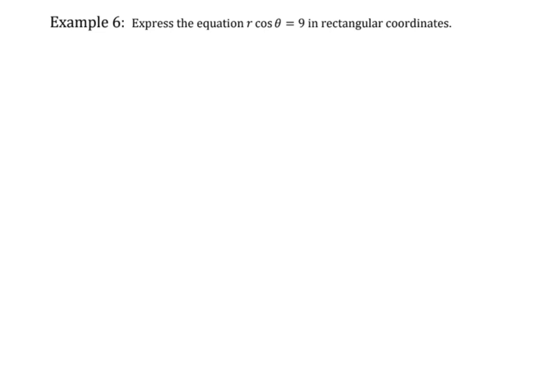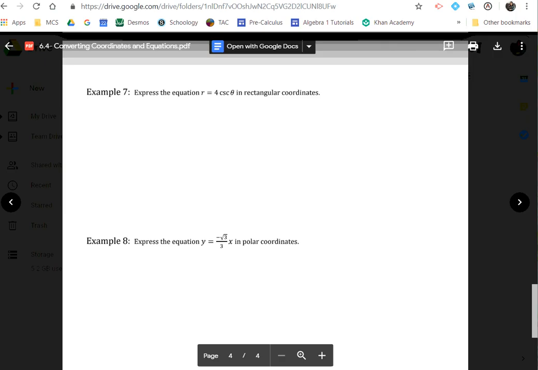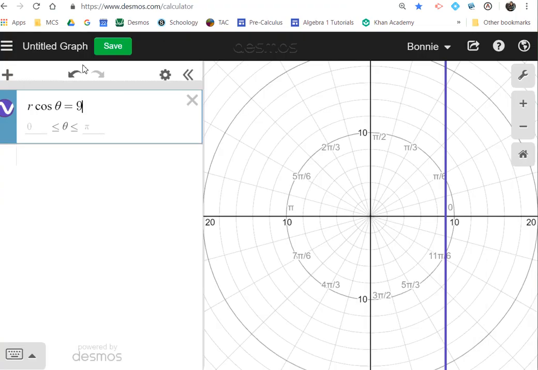In example 6, we have r times the cosine of theta equals 9. And I might not be sure off the top of my head what that looks like on Desmos, but I could check it out if I wanted to. So if I have r times the cosine of theta equals 9 on our polar grid, it looks like we have a vertical line there. So I should be expecting something in the form of a vertical line when I change it into rectangular coordinates.